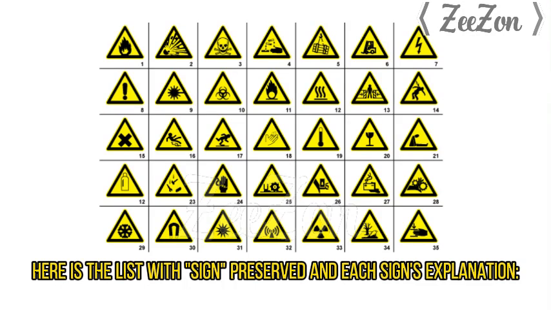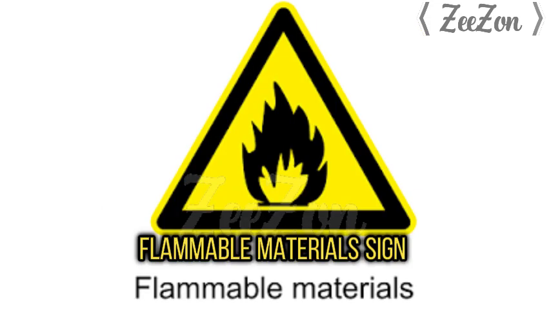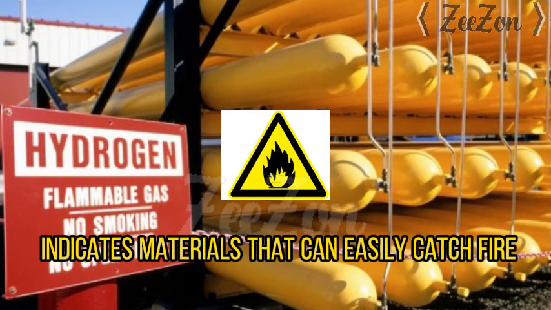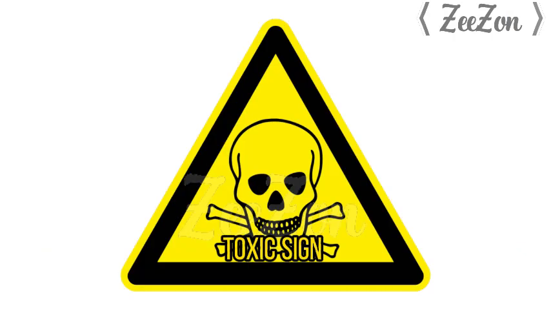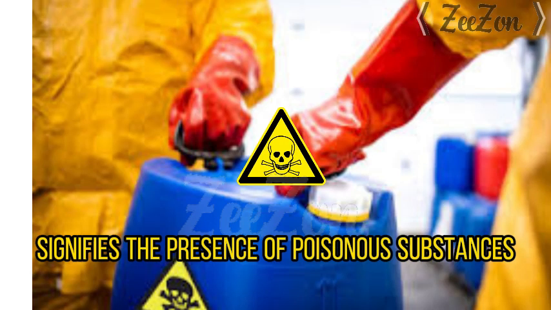Here is the list with sign preserved and each sign's explanation. Flammable materials sign indicates materials that can easily catch fire. Explosion risk sign warns of potential explosive hazards. Toxic sign signifies the presence of poisonous substances.